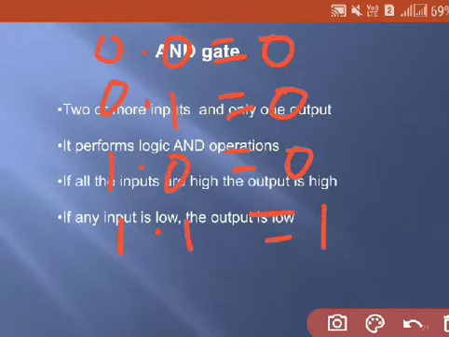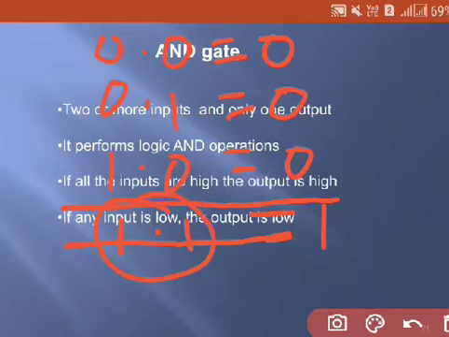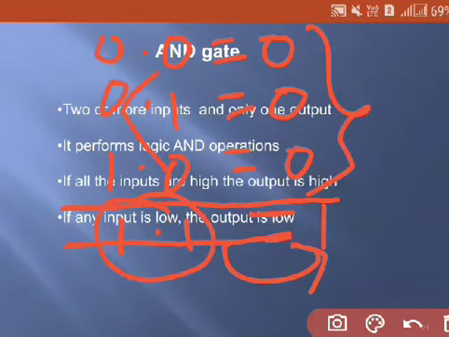In the similar manner, you can analyze the operation of AND gate like this. If all the inputs are high, then only the output is high. If any of the inputs is low, then the output is low. So if all the inputs are high, then only the output of the AND gate is high. If any of the inputs is low, then the output will be equal to 0. So this is how you are defining the AND gate operation.